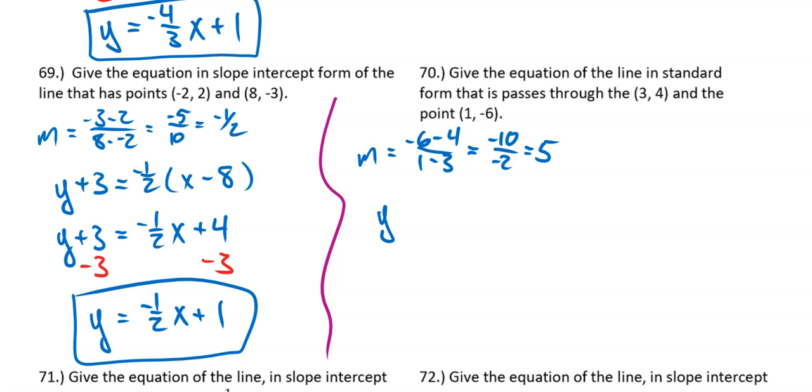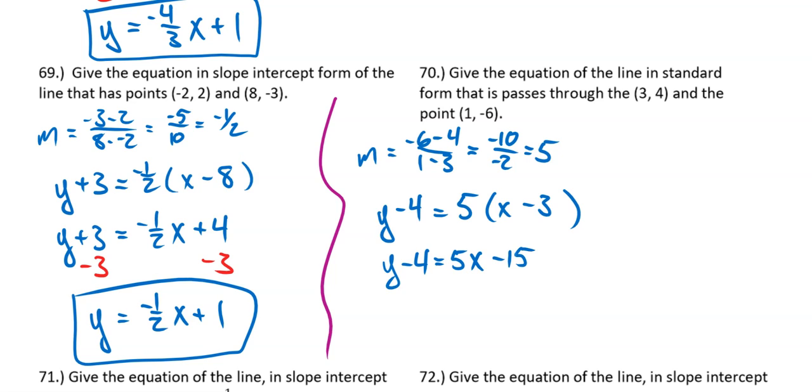And then from here, point-slope form. I like to set it up with these blank spaces, makes it a little easier. So the 5 goes here, and then I can pick either one of these points. If I use the first one, that's a minus 3 here and a minus 4 here. And now I'm going to convert this to slope-intercept form. I'm going to distribute. I'm going to add that 4 to each side.